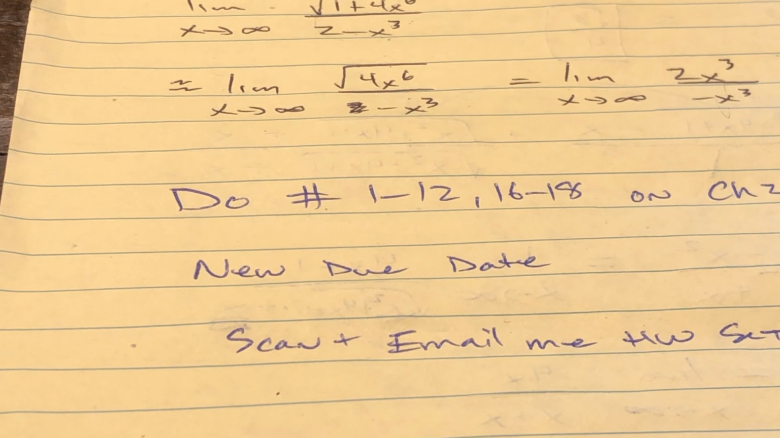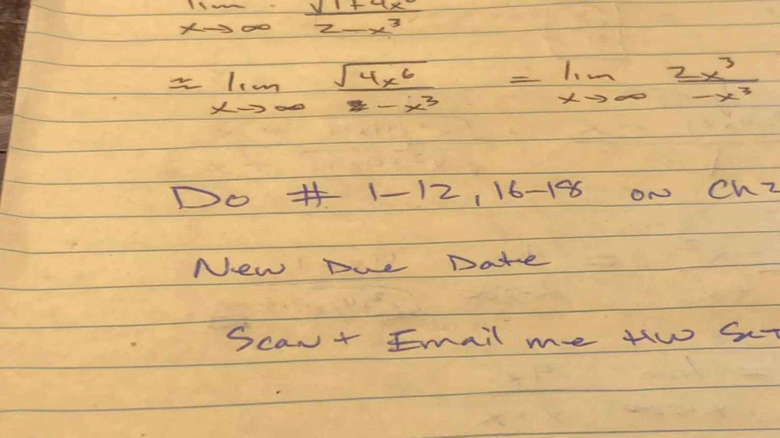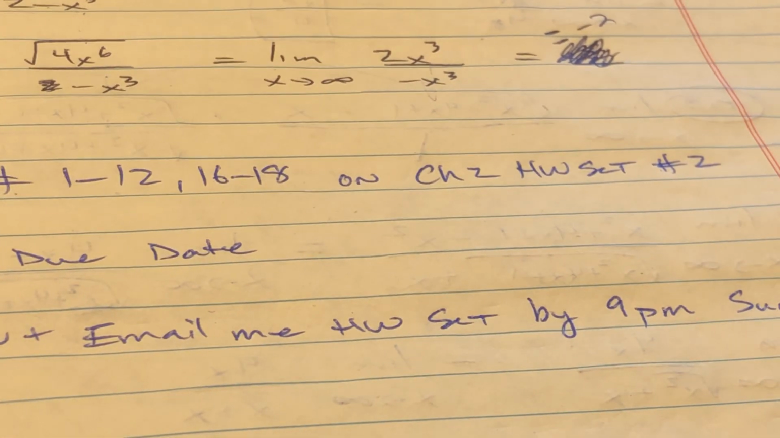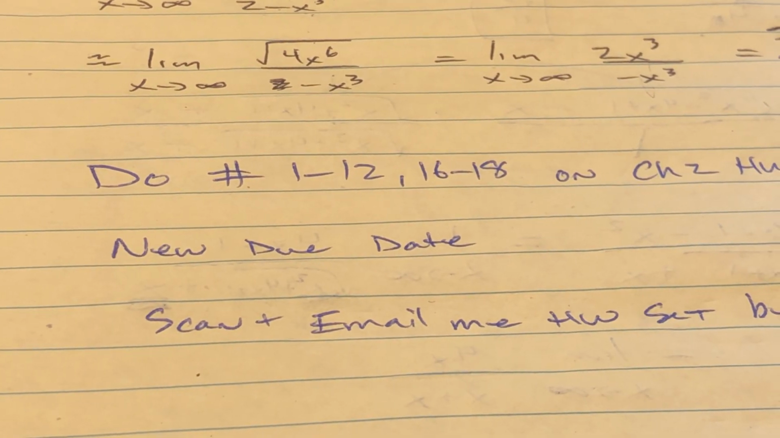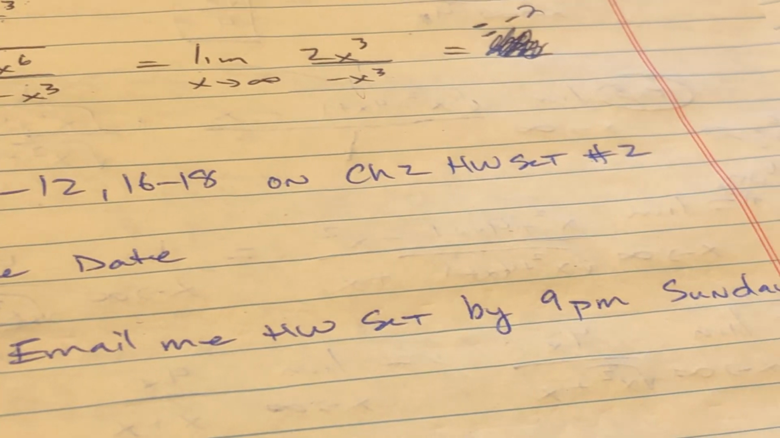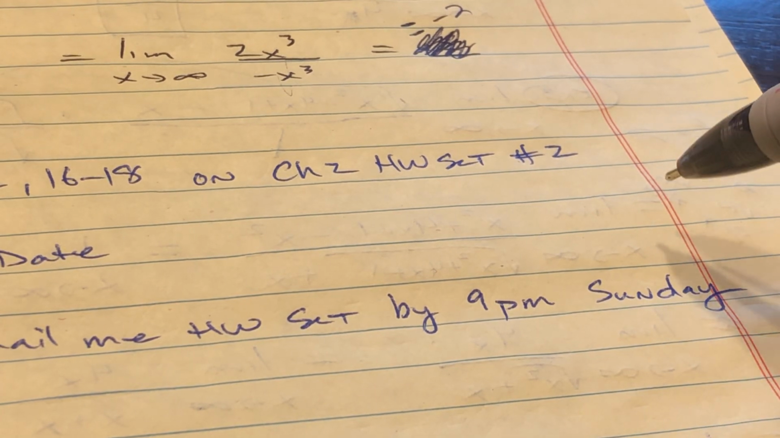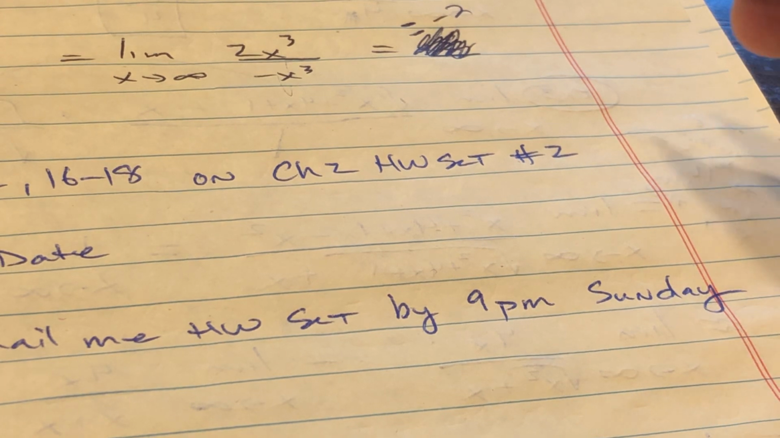So I want you to send me this homework set so I can grade it on Monday. Do numbers 1 through 12 and 16 through 18 on your chapter 2 homework set number 2. You can do those today or tomorrow. We have a new due date. You're going to scan and email me this homework set by 9 p.m. Sunday. It's due about 13 hours earlier now.